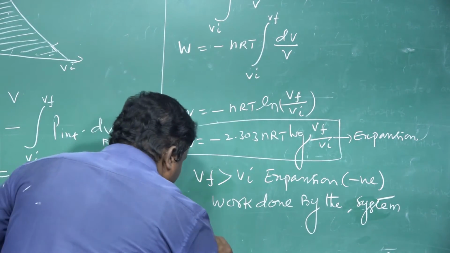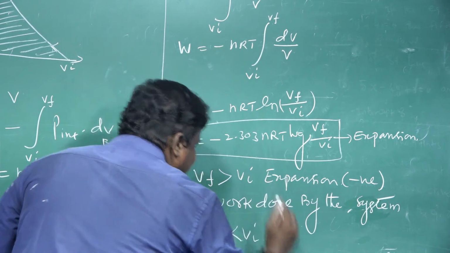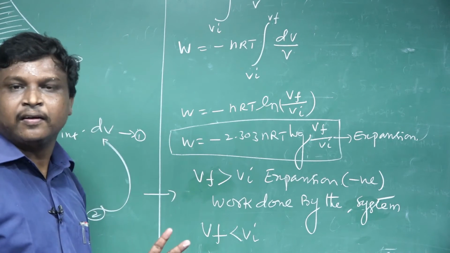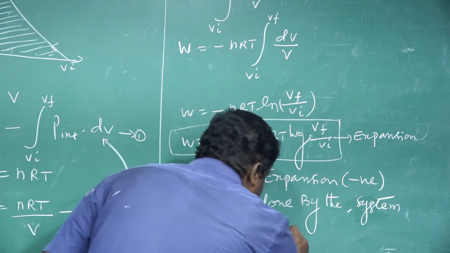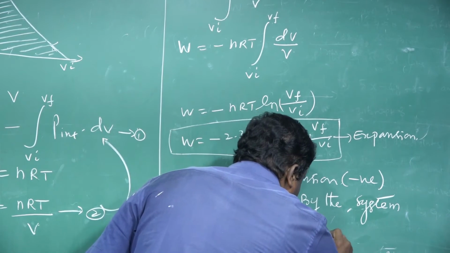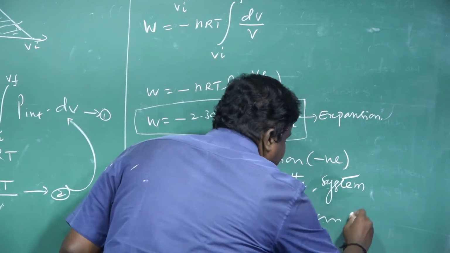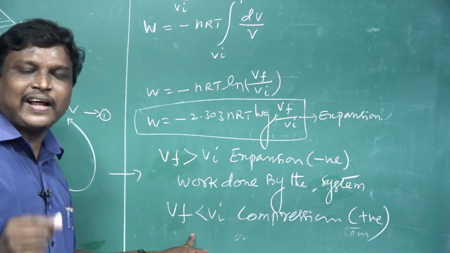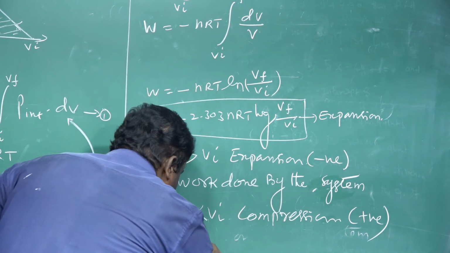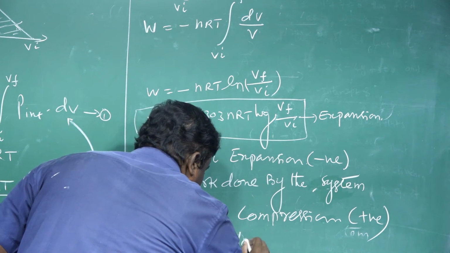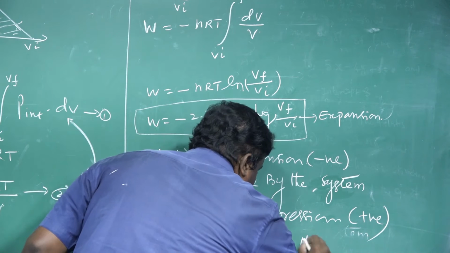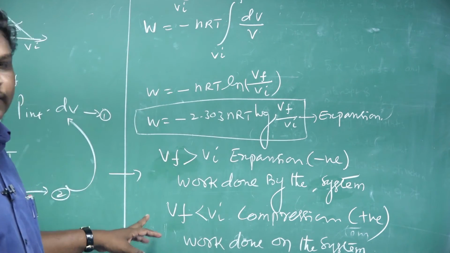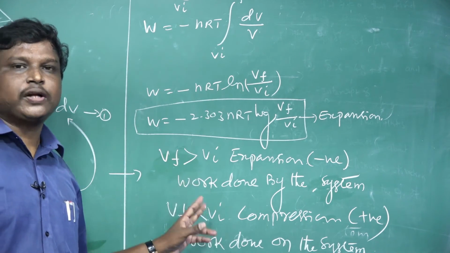Second, when the final volume is less than the initial volume, the gas undergoes compression, giving a positive value. This is work done on the system. This is PV work, pressure and volume work.